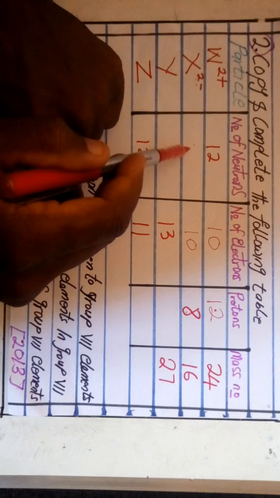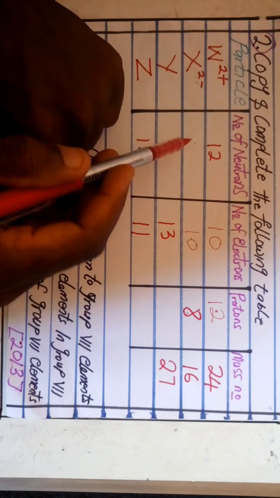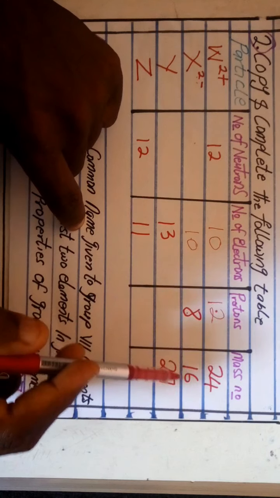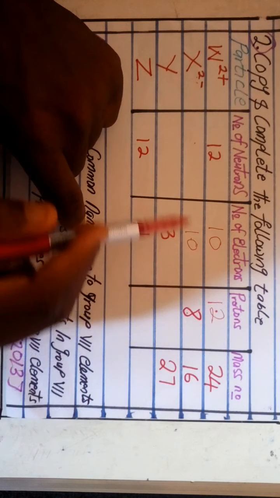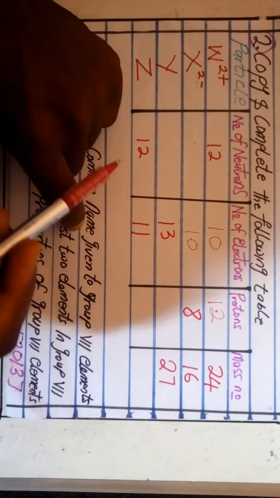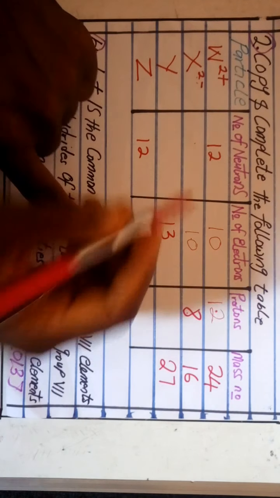Then the number of neutrons, like we did here, protons plus neutrons is equal to the mass number. And so to get the neutrons, you subtract 8 from 16. So 16 minus 8, you also get 8.